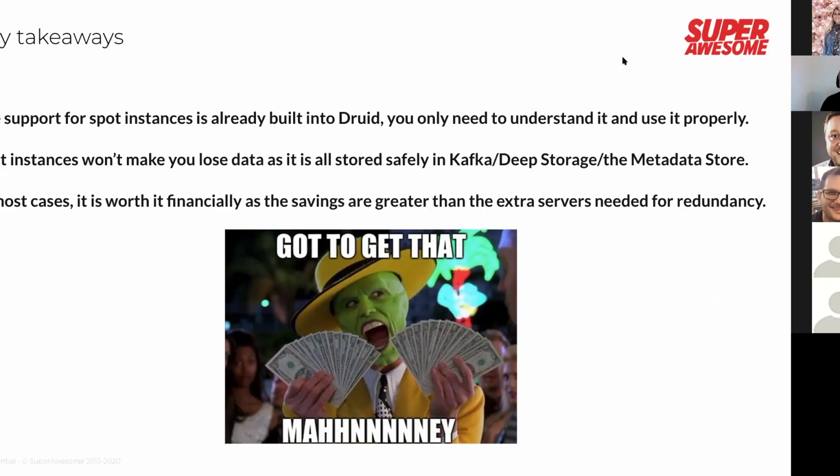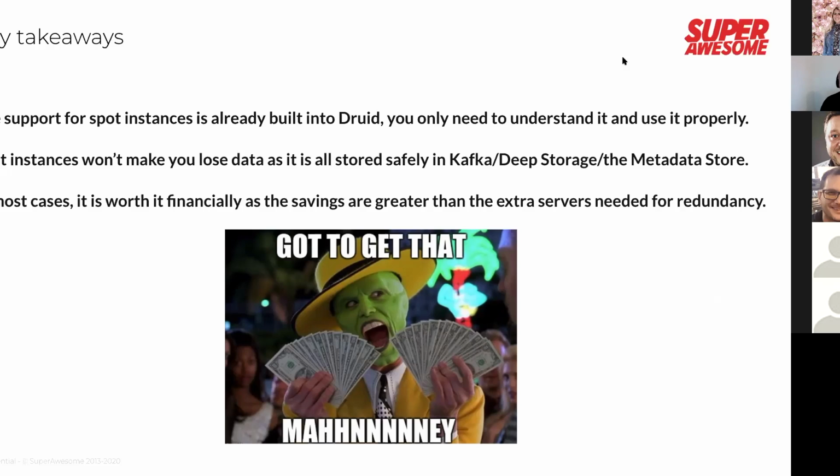Also, you need to remember that you won't actually lose any data if you run Druid on spot instances, because the data would be either in Kafka, deep storage, or the metadata store. I think it's true for Kafka, it's true for Kinesis. In the really old Tranquility setup, I think it didn't have that guarantee, but with Kafka and Kinesis, you have it.